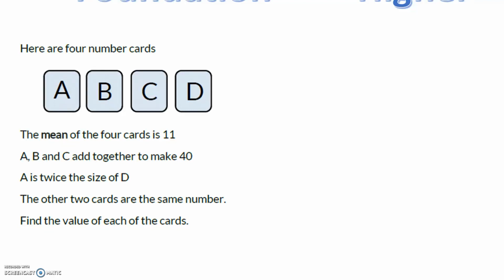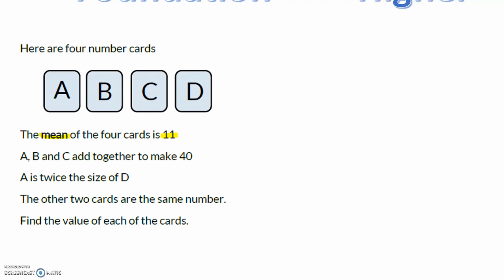Hello, GCSE question of the week, week 22, foundation first. Here are 4 number cards, A, B, C, D. The mean of the 4 cards. What's the mean? Okay, the mean's the one where we add them all up and then we divide by the number of things. The mean of the 4 cards is 11.